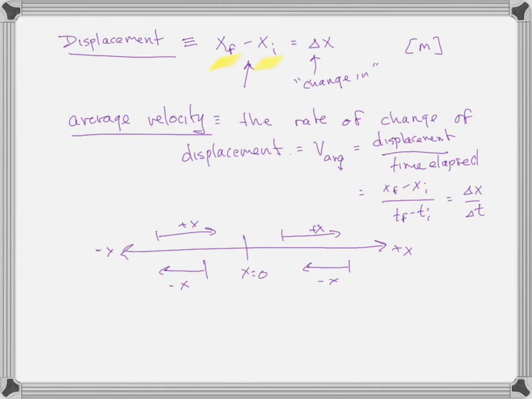Okay, so units of average velocity are still meters per second. It's a measure of rate of change of distance or displacement. It's a distance over time, meters per second.